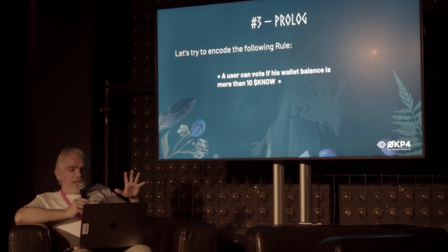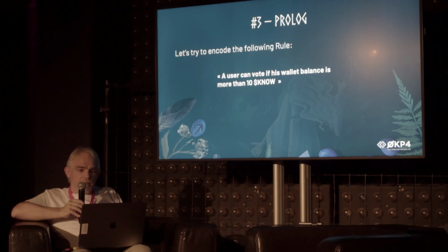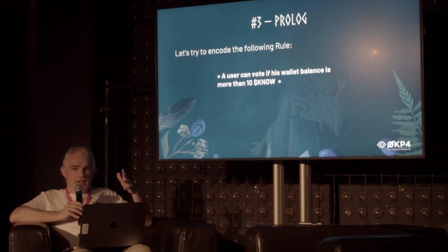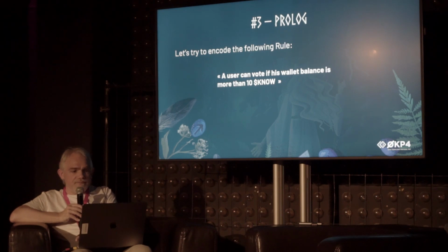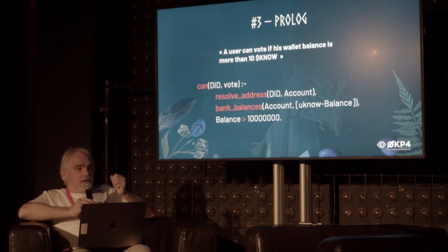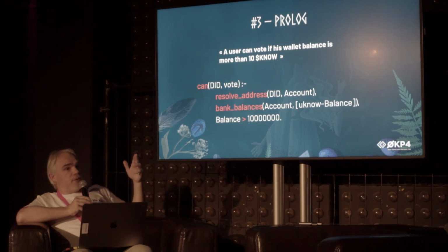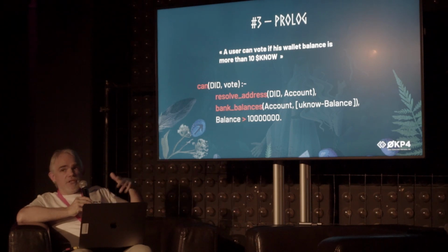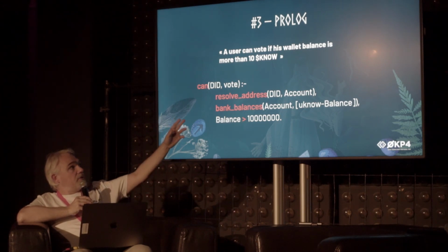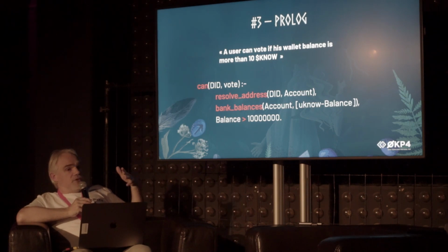Okay, with that, let's try to uncover something more relevant and a little bit more complex. We have a rule which states that a user can vote if their balance is more than 10 nodes, the nodes being the relative currency of the blockchain. Here we introduce a new predicate, Can, which expresses the capability of someone to perform a certain action. Here the subject is a DID, a decentralized identifier, and the action is vote. Under which condition? Well, we use a predicate, resolve address, which returns true if it's able to retrieve the account for that DID.